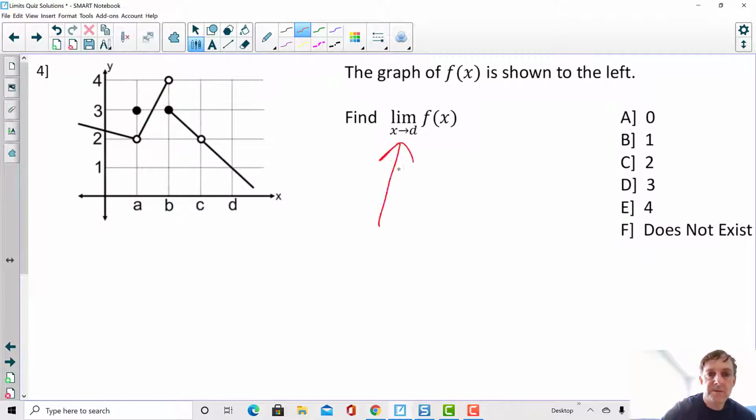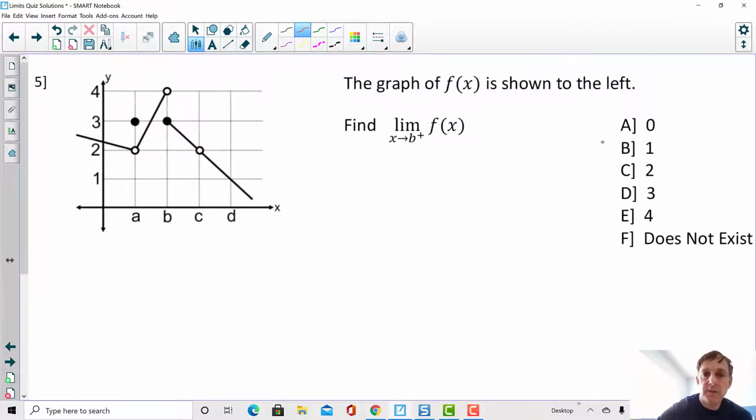And this one we're doing limit as x goes to d, which is right here. You can see it's approaching a height of 1 from both sides. So this one's just going to be 1. And last one, it's a one-sided limit, so the little plus sign means doing a limit as x goes to b from the right. So from the right, it's approaching a height of 3. So the answer is 3.